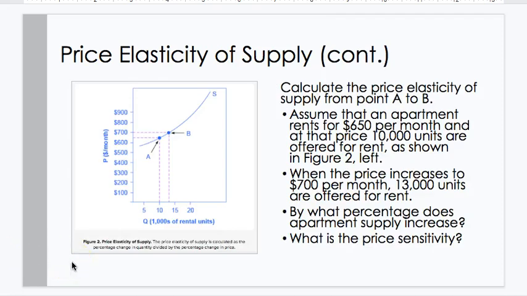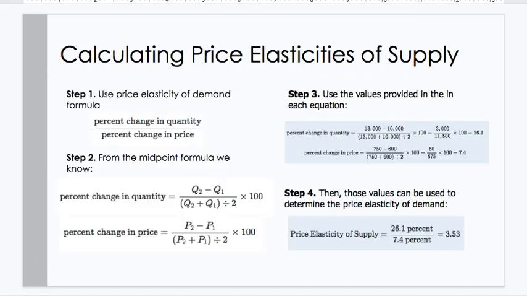Continuing along, calculate the price elasticity of supply from point A to point B. Assume that an apartment rents for $650 per month, and at that price 10,000 units are offered for rent, as shown in Figure 2 to the left. When the price increases to $700 per month, 13,000 units are offered for rent. By what percentage does apartment supply increase? What is the price sensitivity?